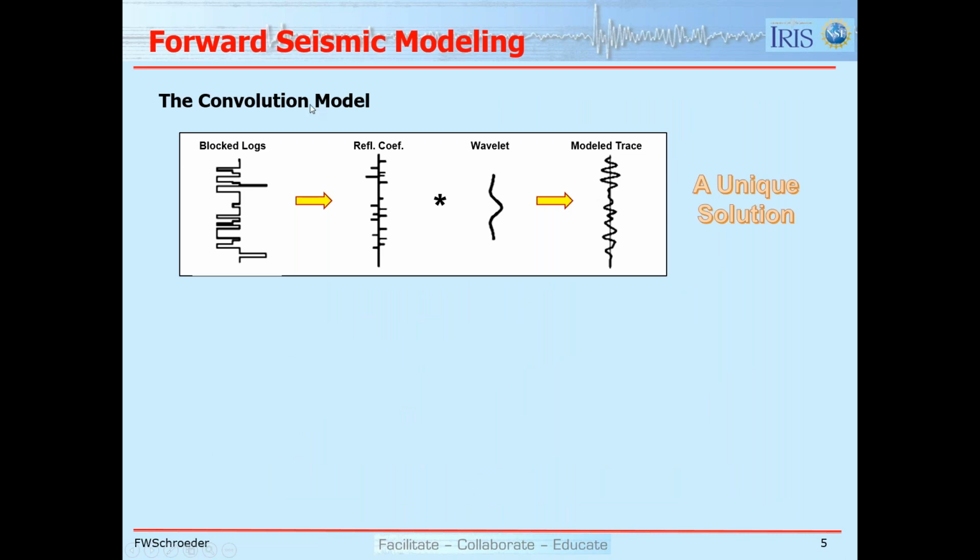I've already talked about forward seismic modeling. It's how we generate our synthetic seismograms. And so we have some block logs, velocity and density. We can calculate what the reflection coefficients are. We could use a process called convolution to convolve the wavelet with the reflection coefficient series, and that gives us our modeled or idealized or synthetic seismic trace. And when we have a forward model such as this, we get a unique solution.